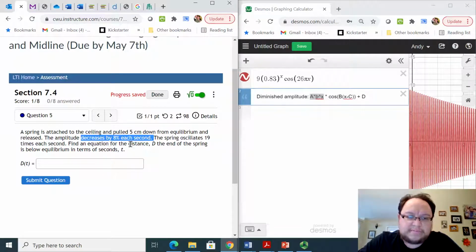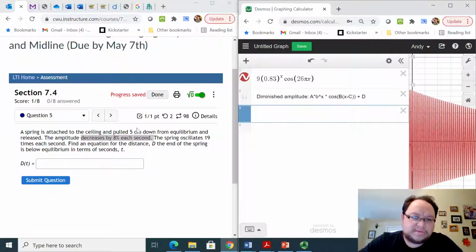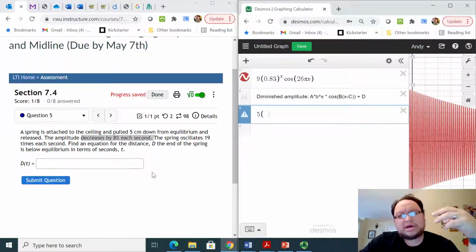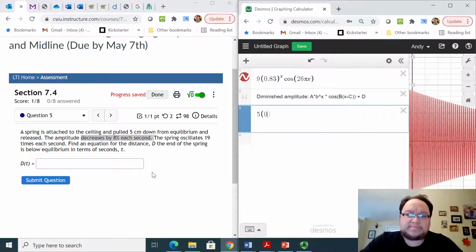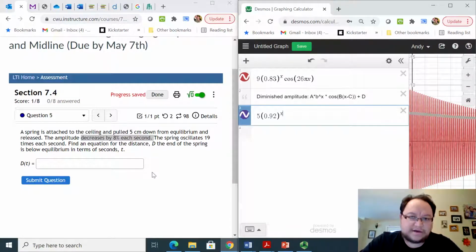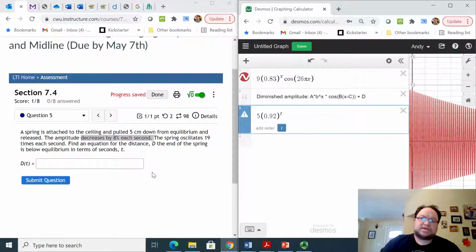So if we focus on that part of it, what we know is that our A is going to be the 5 centimeters that it was originally pulled down, and then since it's decreasing by 8%, that means it'll have 92% left over afterwards, making this our exponential decrease.